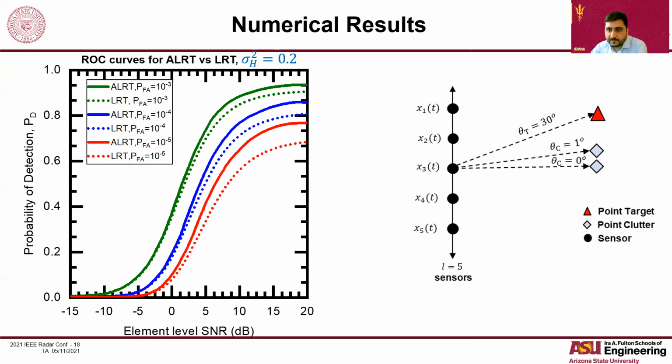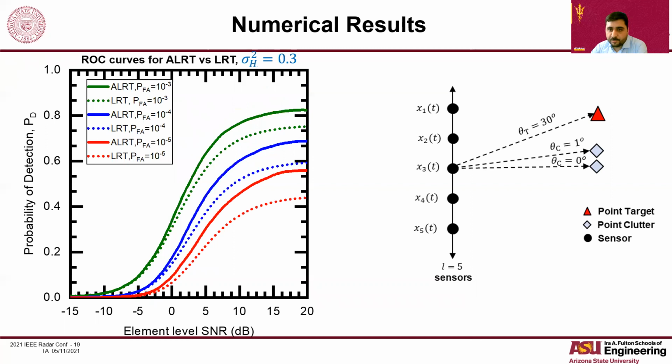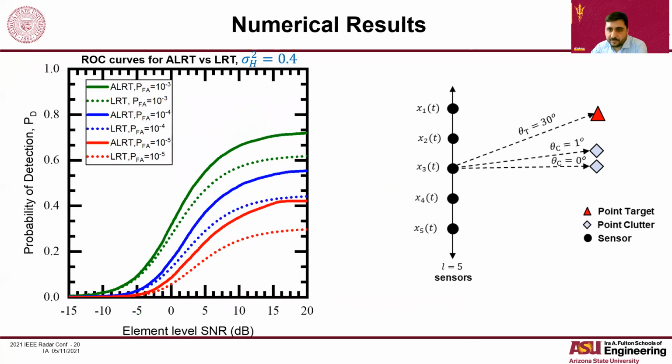As I increase the variance of the channel matrices from 0.1 to 0.2, then 0.3, and 0.4, and so on, the second part of the ALRT, that is the energy detector, becomes more and more significant in terms of the detection performance. It's interesting that most of the gain is coming from the match filter. And we know this because the dashed curves are very close to the solid curves. There is improvement in ALRT over LRT due to the energy detector part.